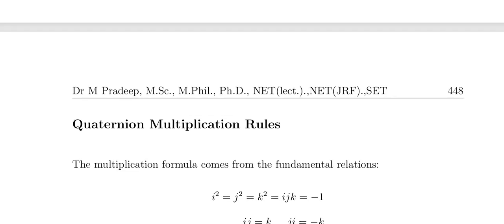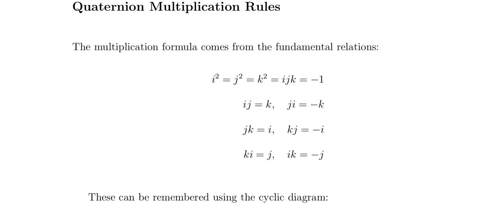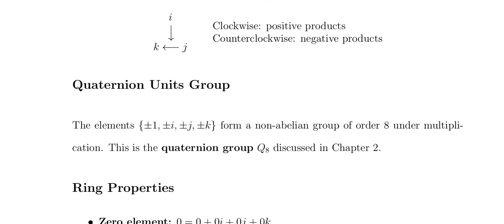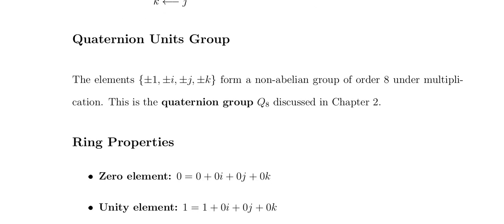And the quaternion multiplication rule is this: i square, j square, k square and ijk equal to minus 1; ij equals k, jk equals i, ki equals j, that is cyclic. If you reverse the order, a minus sign comes. Okay? So we can remember this using the cyclic diagram. And the elements of the quaternion unit group are of the form plus or minus 1, plus or minus i, plus or minus j, plus or minus k, forming a non-abelian group of order 8 under multiplication.